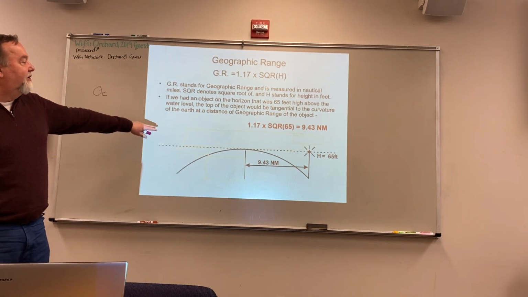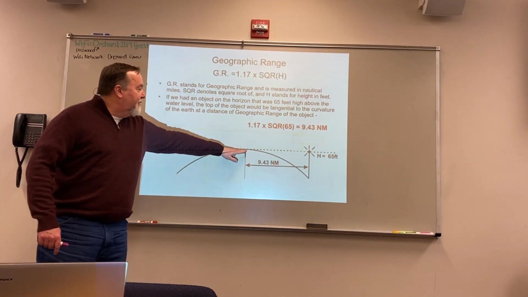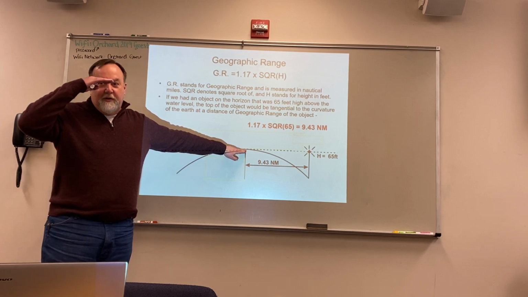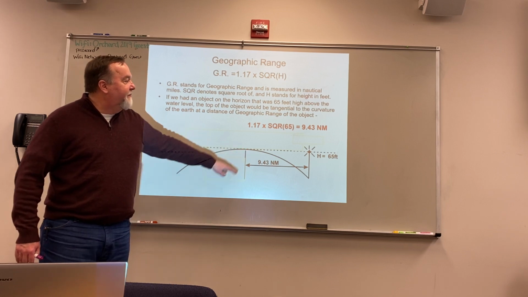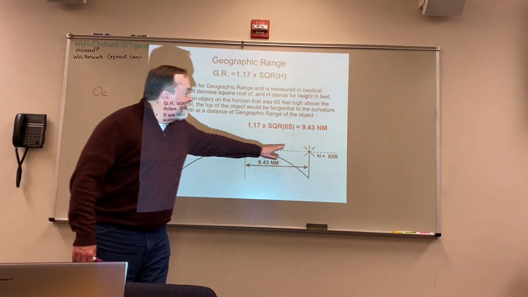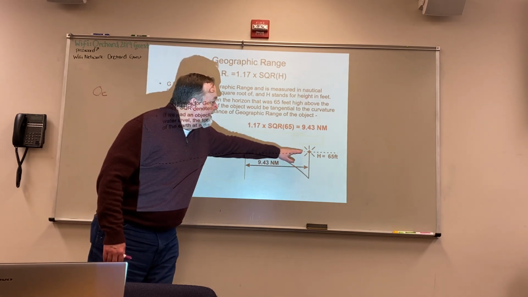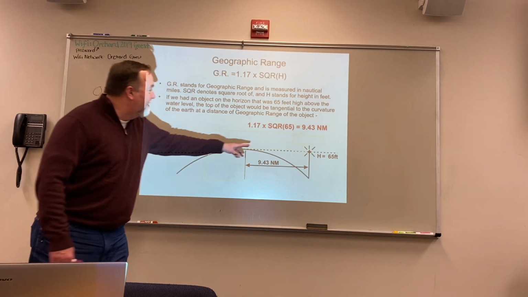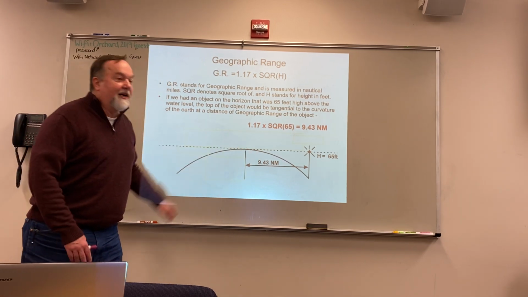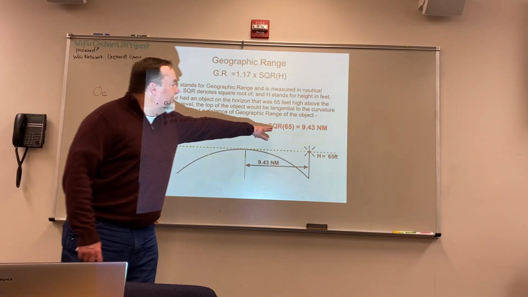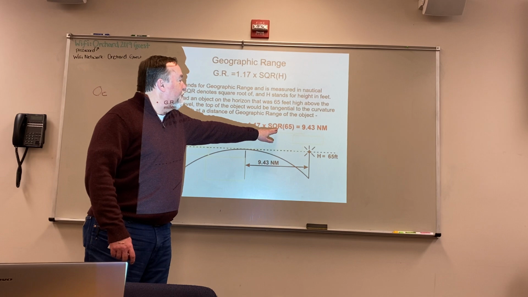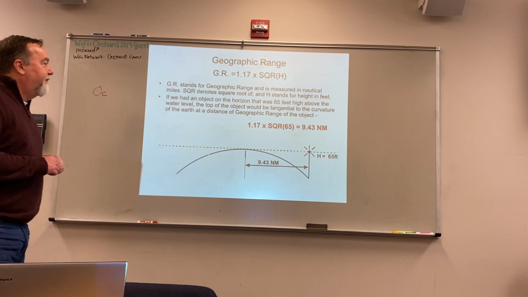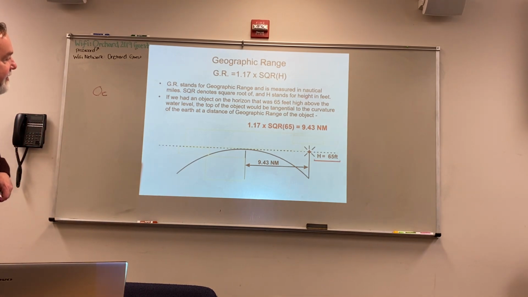In this example on the screen, we're assuming that I'm treading water in the lake with my eyes right at water level, okay? How far can I see a beacon, assuming that atmospheric conditions are such and that the light is bright enough? How far can I see this beacon 65 feet off the surface of the earth before the curvature is such that I'm not going to be able to see it? So we take the square root of 65 feet, times 1.17, which equals a geographical range of 9.43 nautical miles.